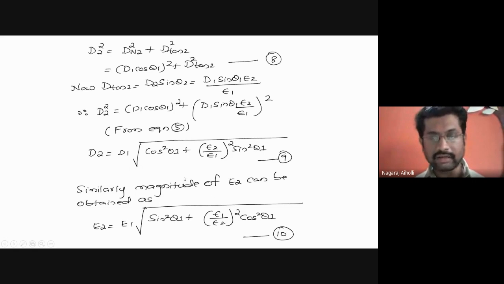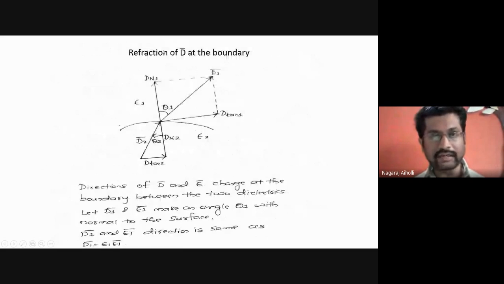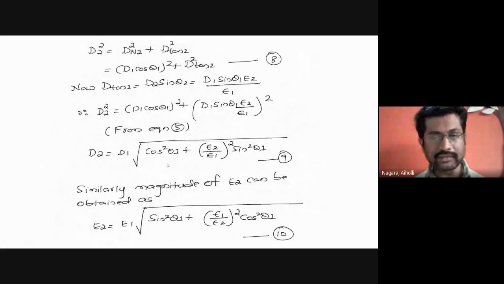Here, what we have taken? We have taken for d here. If we take the components of E and derive the equation, this is the equation that we will get. E2 will be E1 into square root of sin square theta 1 plus epsilon 1 by epsilon 2 square into cos square theta 1. So this equation indicates that wherever epsilon is larger, the d is larger.